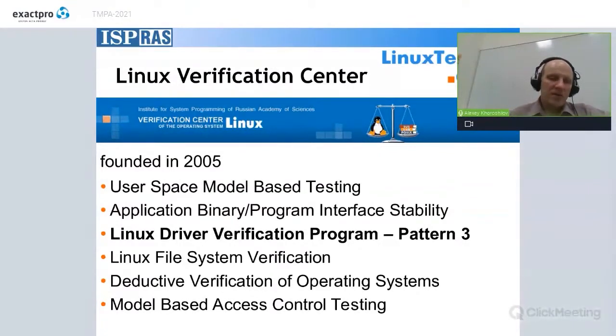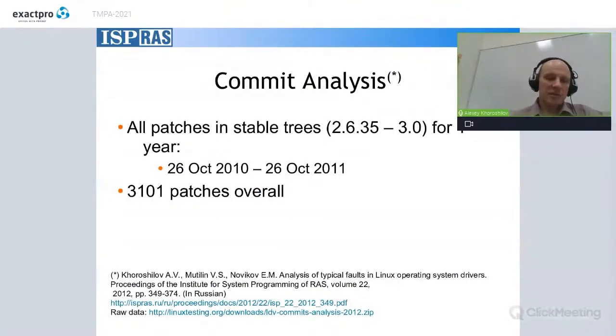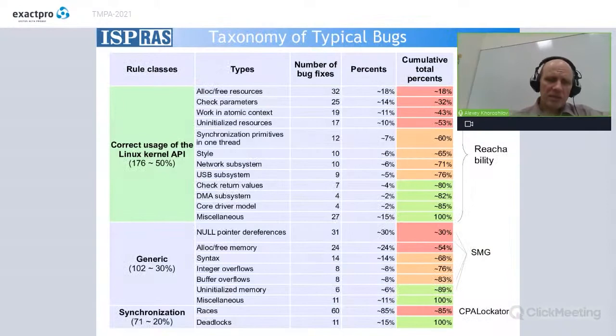As another example, let me point to our Linux driver verification program, where we apply the third pattern, a pattern where software model checking tools are used. Software model checking techniques are used when we build a model of our software system automatically, but we try to prove the absence of typical bugs in the software under analysis.